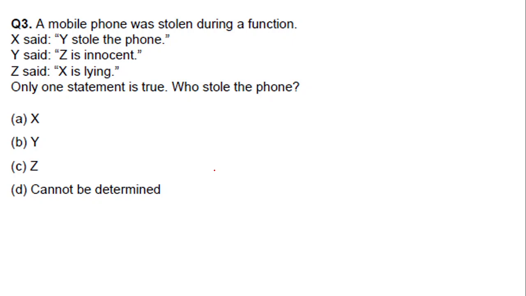Let us look at question number 3. X, Y, Z we have. So first we will assume X is the thief. Now let us see. The first statement is Y stole the phone. So this is false. Z is innocent. True, because if X is the thief, Z will be innocent. X is lying. Yes, X is lying because X said Y stole the phone. So two true statements not possible.